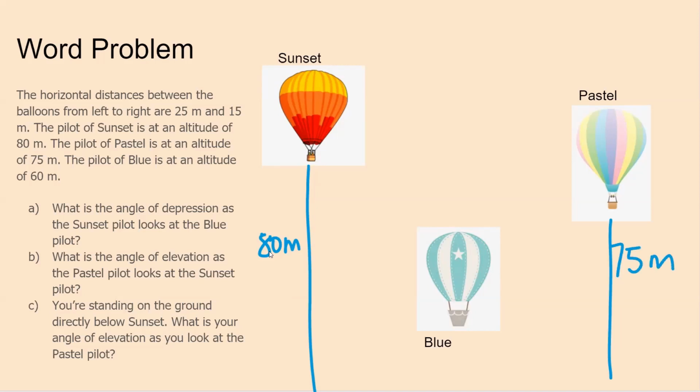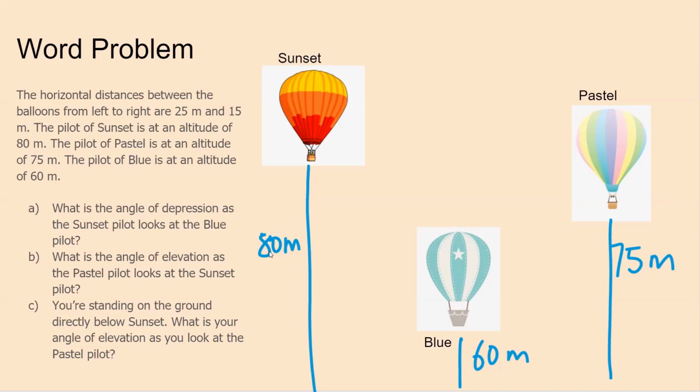It's important to label all of this information because it helps you visualize it better. And finally, the pilot of blue is at an altitude of 60 meters. All right, if you want to copy this down and do it along, go ahead, I'll give you a bit of time. Okay, so we do have one more key piece of information that we didn't look at yet.